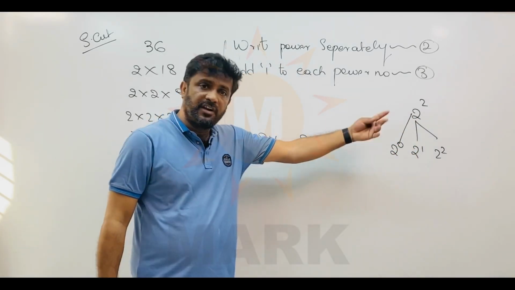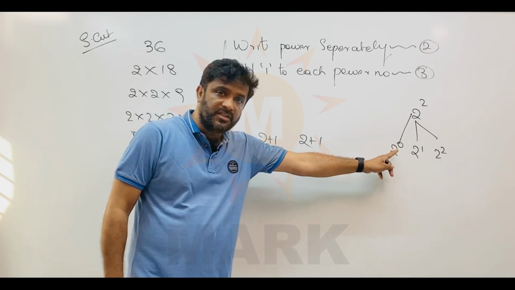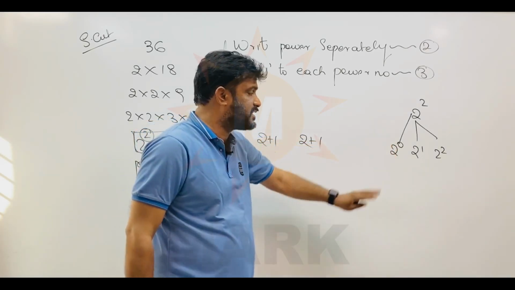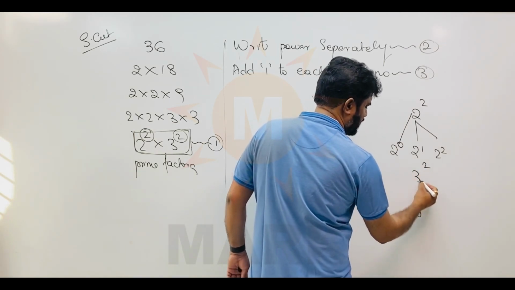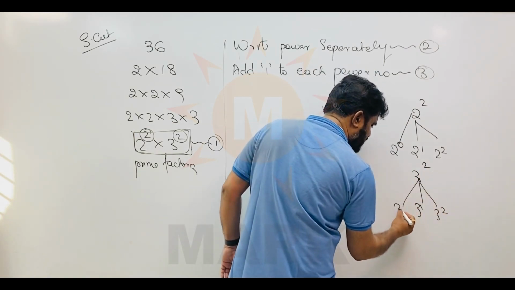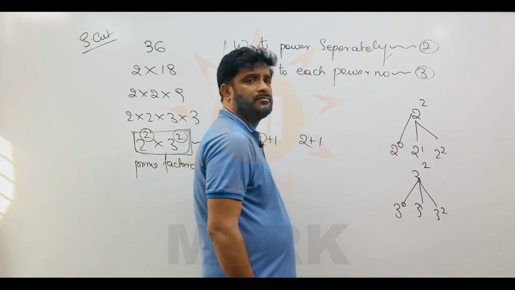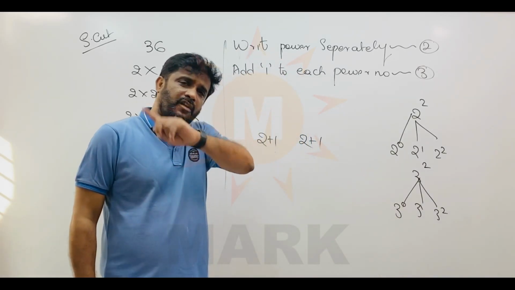1 is a factor of every number, so I am writing it as 2 power 0. So every place we will get this kind of situation. Suppose the second number is there, 3 power 1 is anyway a factor, 3 power 2 is anyway a factor, 3 power 0 is also a factor, no? So for 1, we have to add 1 for each and every number.